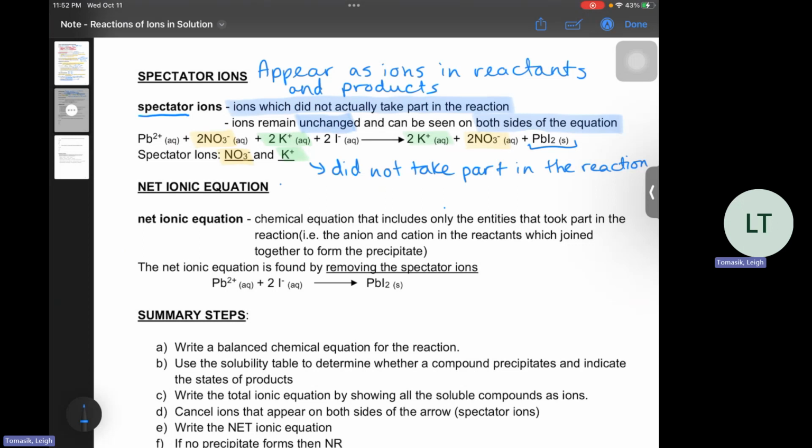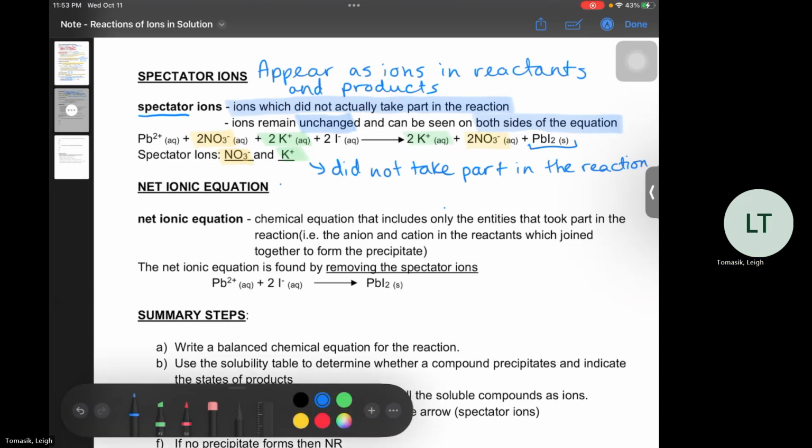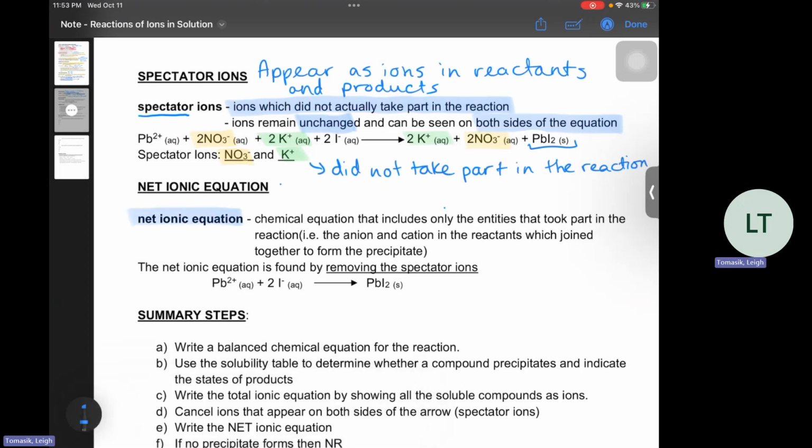We can also write something called a net ionic equation. A net ionic equation is a chemical equation that includes only the entities that took part in the reaction, e.g., the anion and cation in the reactants, which join together to form the precipitate. Right? What is the precipitate? Lead iodide. What made lead iodide? The lead and the iodide.